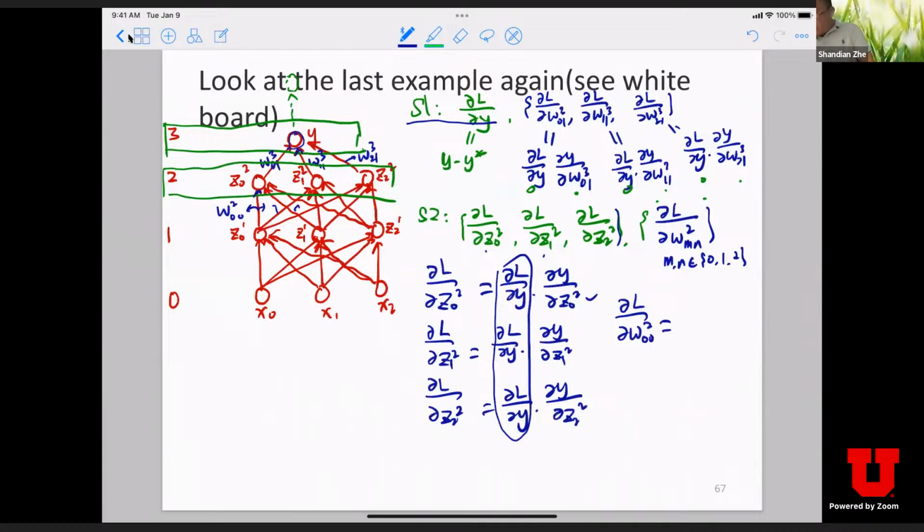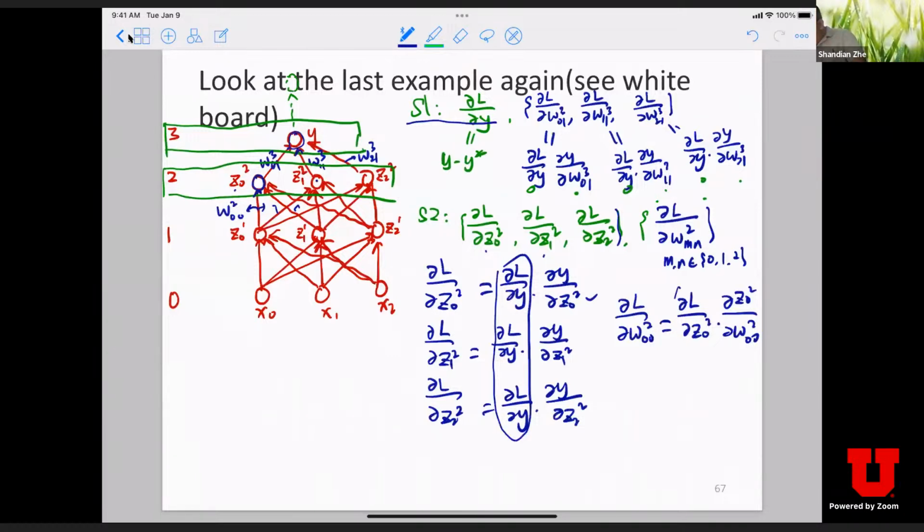This edge weight points to Z22 only, right? So it only directly depends on Z02. So if you collapse L as a function of Z02, Z12, and Z22, you just view it in that way. Then partial L over partial W002 is simply partial L over partial Z02 times partial Z02 over partial W002, right? Remember, Z12 and Z22 have nothing to do with W002. It does not depend on W002 at all.